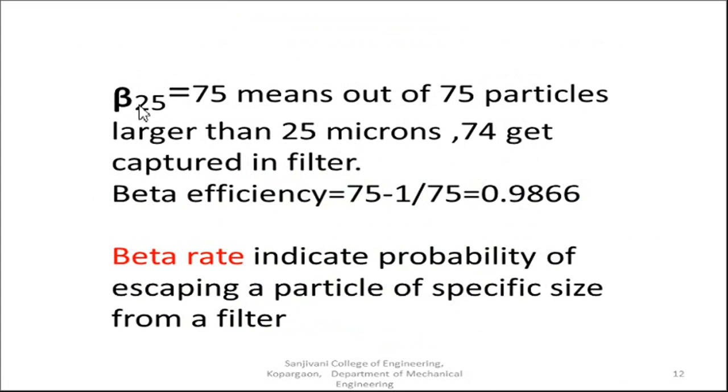Because of that, when beta 25 equals 75 is indicated, it means that if 75 particles larger than 25 microns are present in the hydraulic fluid, then 74 can be captured by the filter and one particle will be left to the downstream side. So the beta efficiency is 75 minus 1 upon 75, that is 98%. So beta ratio indicates the probability of a particle of a specific size escaping from the filter. As we have seen in this case, one particle escaped.